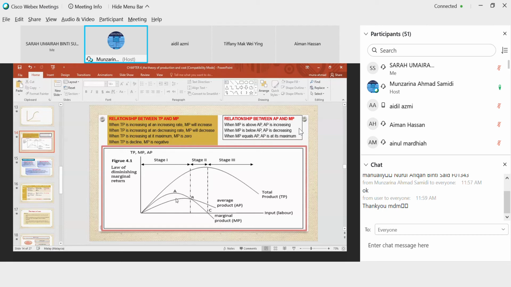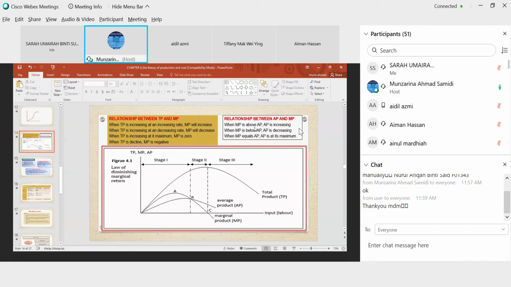Okay, so it's not difficult actually to remember these stages. First, you must remember the first stage ends when AP is maximum. And then stage 2 ends where marginal product is 0. Very simple actually. And marginal product is 0 when total product is maximum.